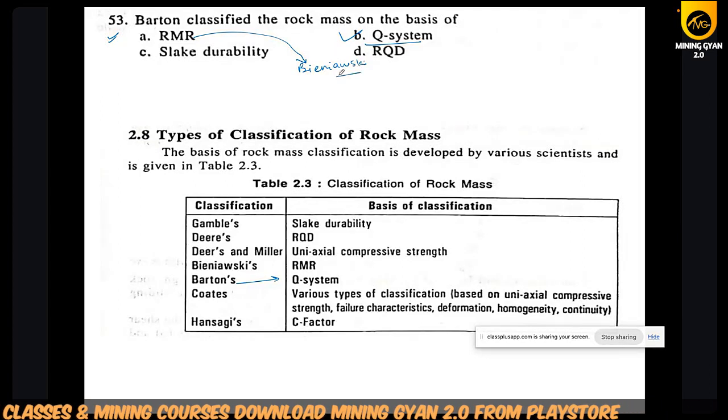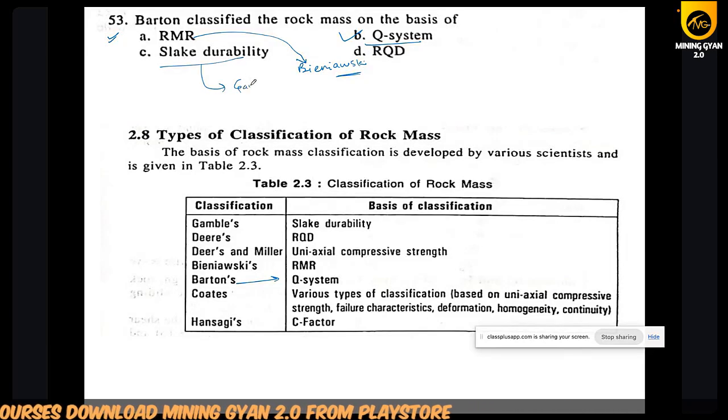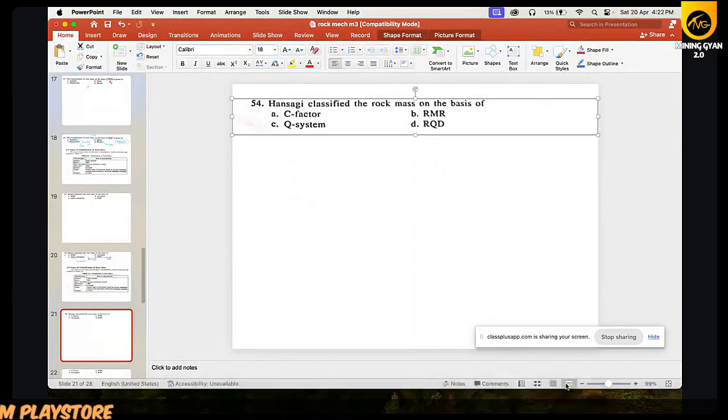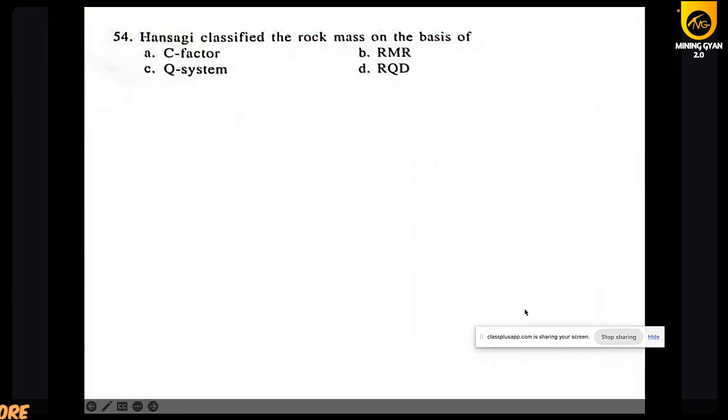Bieniawski. Okay. And slag durability was Gamble's. And RQD was Deere's. Question number 54. Please give your answer.